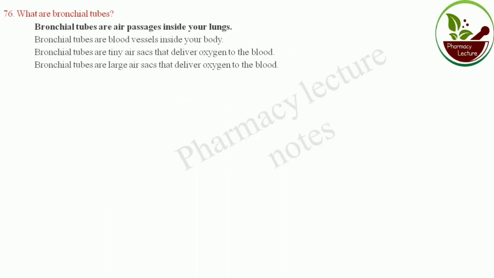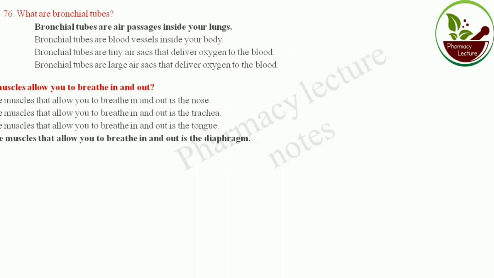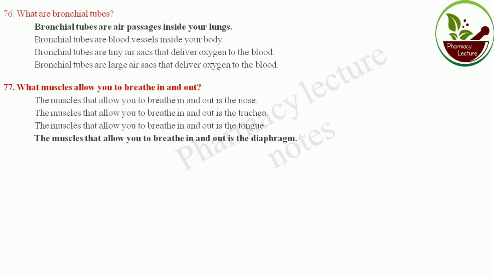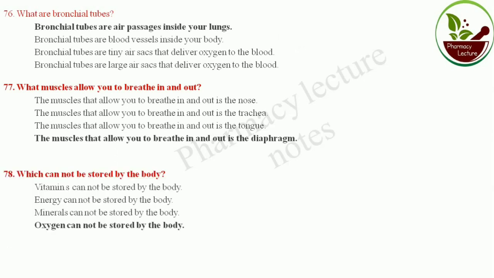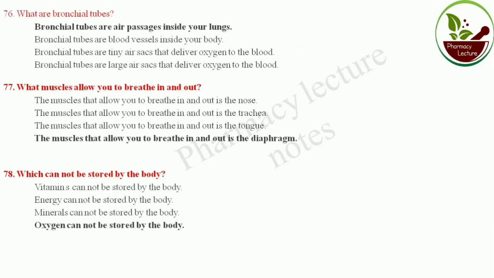What are bronchial tubes? Bronchial tubes are air passages inside your lungs. What muscle allows you to breathe in or out? The muscle that allows you to breathe in and out is the diaphragm. Oxygen cannot be stored in the body.